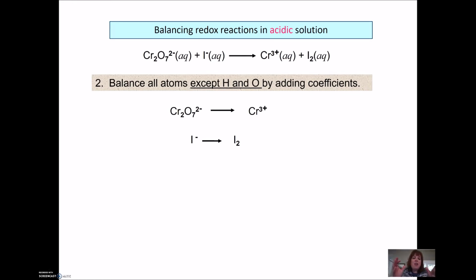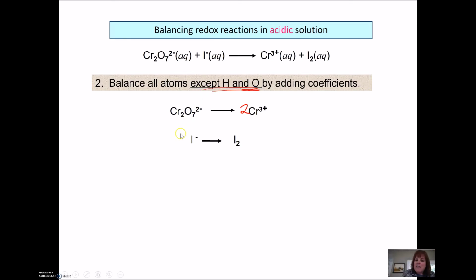We're going to do that by adding coefficients, just like you did last semester when we learned how to balance reactions. So if I look here, I have 2 chromium here, but I only have 1 chromium here, right? There's no little subscript down here. The charge doesn't count as a number of atoms. So that means I'm going to have to put a 2 in front of the chromium. So I have 2 chromium on this side and 2 chromium on this side. Now, I know I have 7 oxygens, but remember, we're not going to deal with these guys right now.